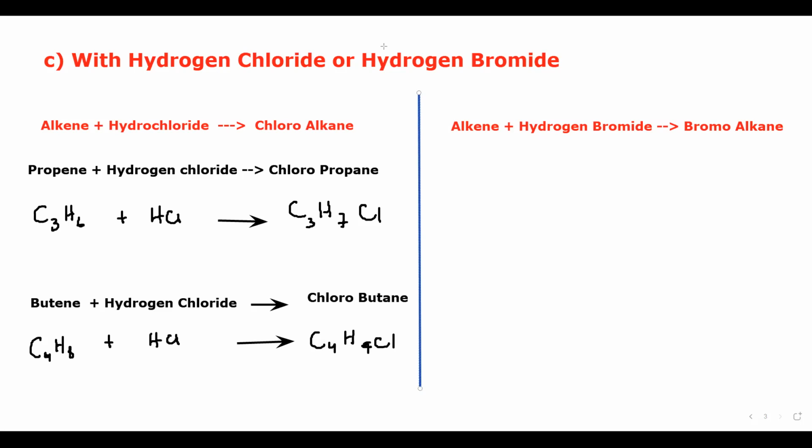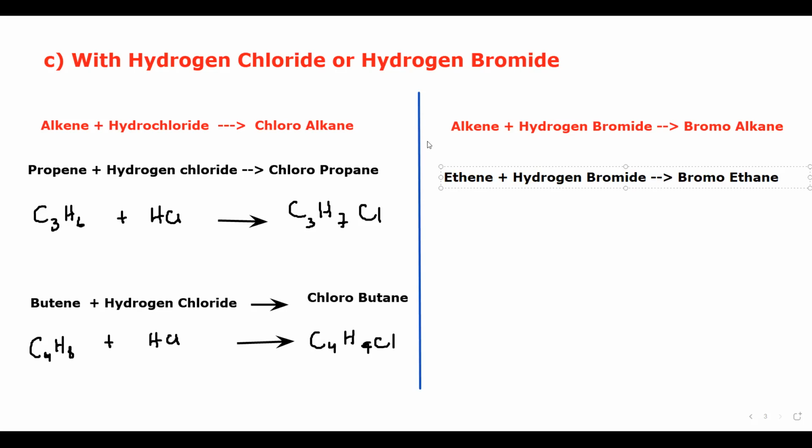If hydrogen bromide is reacting with an alkene, say we have ethene plus hydrogen bromide, it will give bromoethane. So ethene plus hydrogen bromide results in a formation of bromoethane.